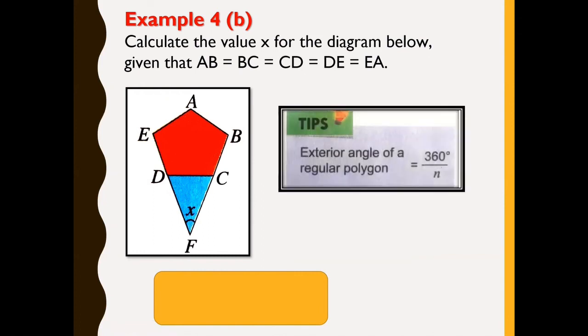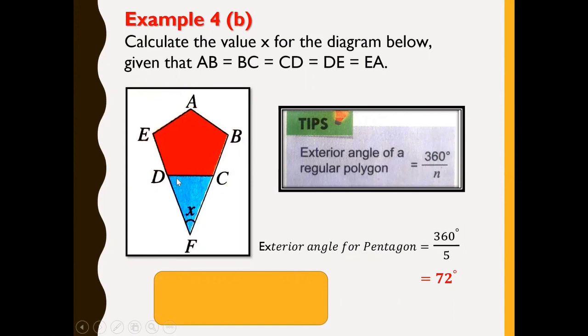Since we already know that the sum of all the exterior angles, no matter what polygon, must be equal to 360 degrees, and now we know this is a pentagon, if we want to find one of the exterior angles, we just need to use 360 degrees divided by n. N means the number of sides. So we just use 360 degrees divided by 5, so we will get 72. And 72 degrees is the exterior angle for a pentagon. So here will be 72.